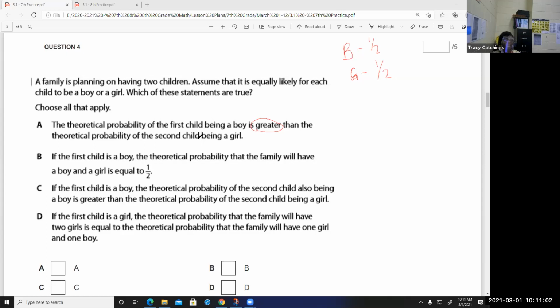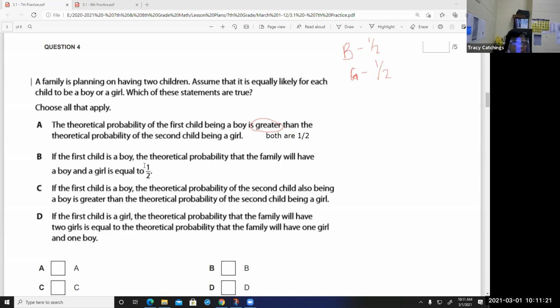All right, so A said the theoretical probability of the first child being a boy is greater than the theoretical probability of the second child being a girl. True or false? Why you say false? They both are half.